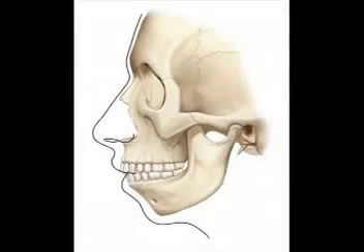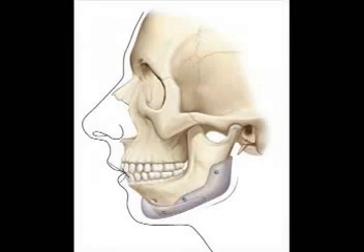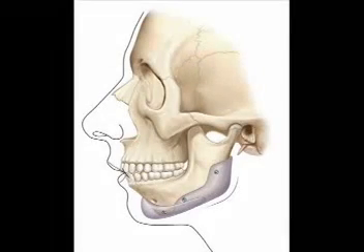A hypoplastic mandible, perhaps in a patient who had orthodontic treatment and a Class II malocclusion, can be brought into normal contour by augmenting both the angle and the chin.